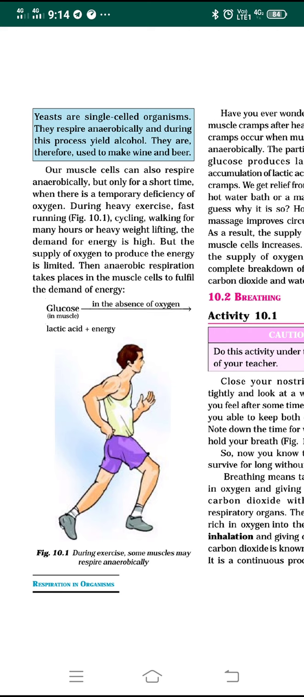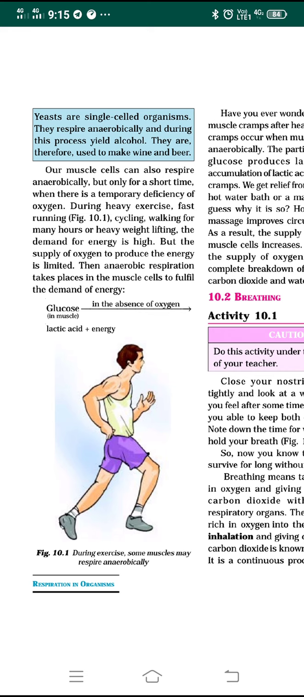More energy is needed suddenly, but the supply of oxygen to produce the energy in the cells is limited. So what happens in such a case? The anaerobic respiration takes place in the muscle cells to fulfill the demand of energy. How do you balance that? Immediately, without the use of oxygen, anaerobic respiration takes place in the muscle cells and energy is supplied.